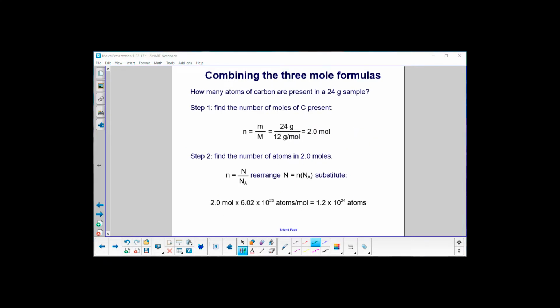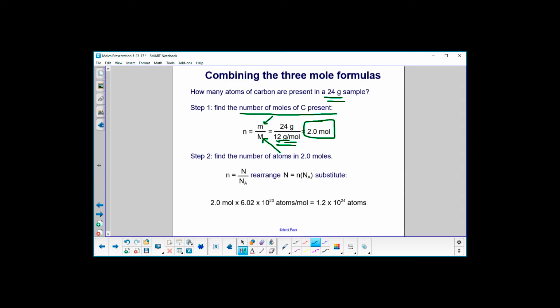It's a two-step problem. We want to find out how many atoms of carbon are present in a 24-gram sample. So first, find the number of moles of carbon present. So we have n equals the sample mass over the molar mass. So we go to the periodic table, we find carbon has 12 AMU as its atomic mass. So that translates into a molar mass of 12 grams per mole. We have 24 grams here, and we find out we have 2 moles.